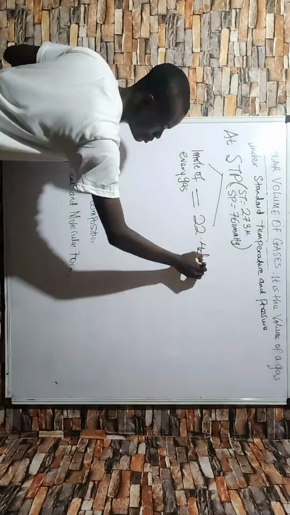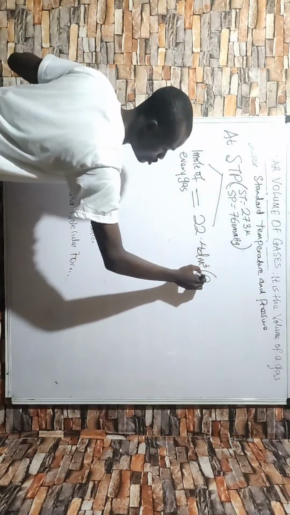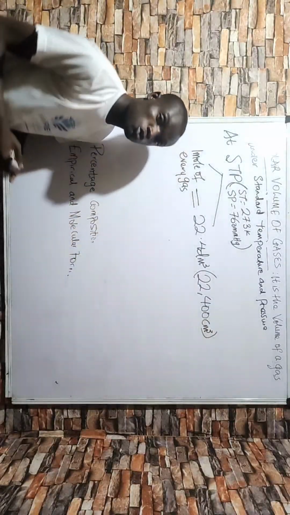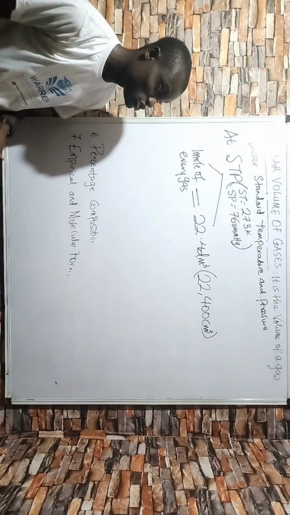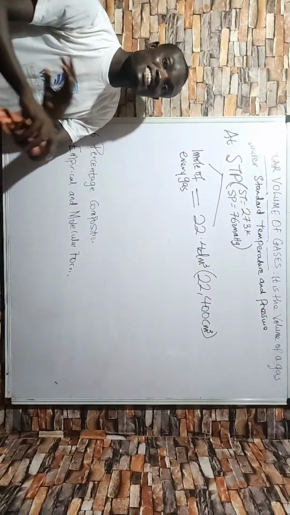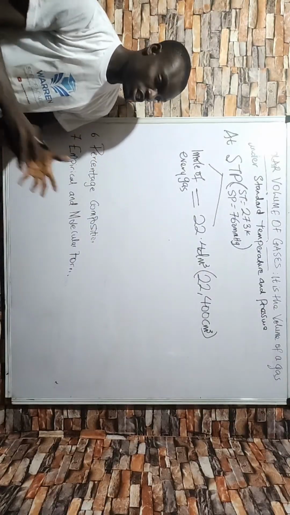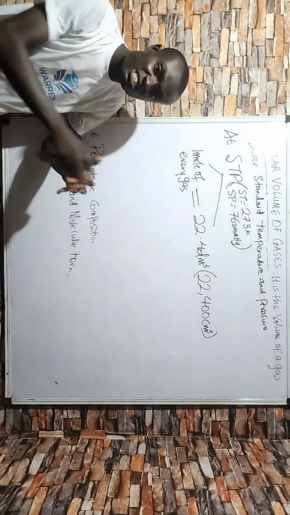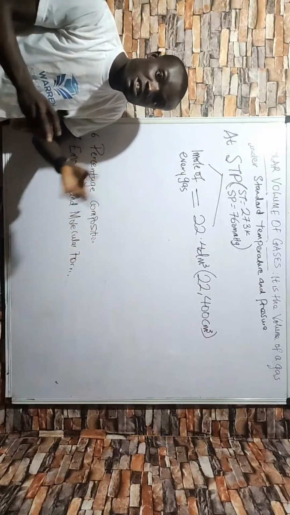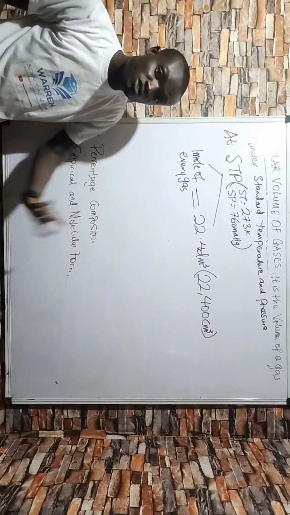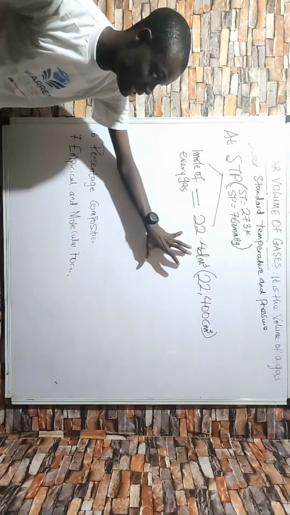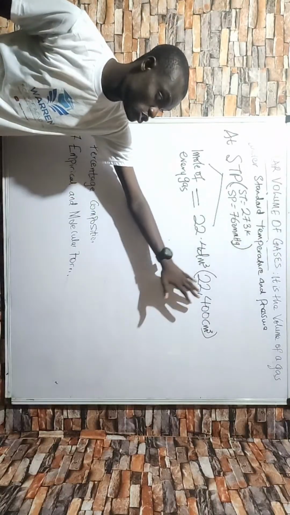22.4 dm cube is also equal to 22,400 cm cube. So it's simple. At standard temperature and pressure, it's just like you have a normally shaped box. You know that this box can always take 10 packs of biscuits. So at standard temperature and pressure, every gas will occupy a volume of 22.4 dm cube or 22,400 cm cube.